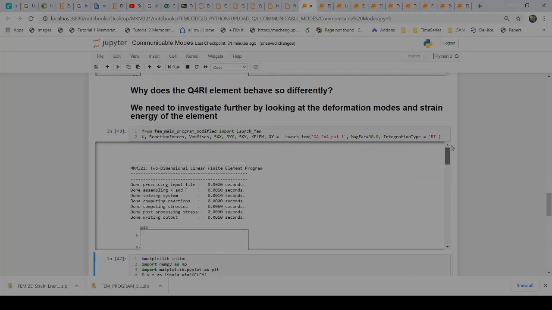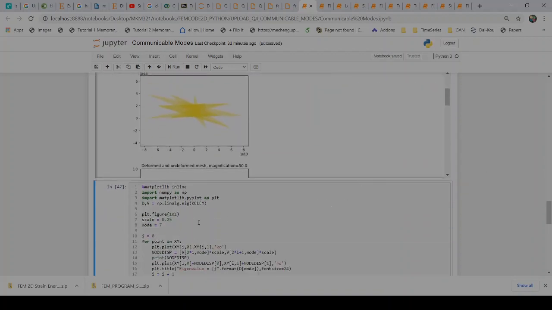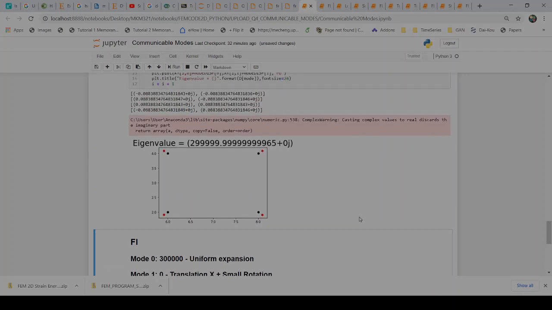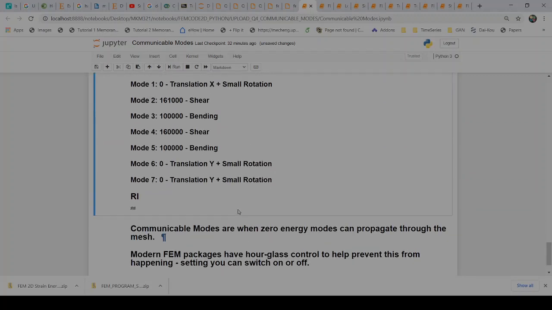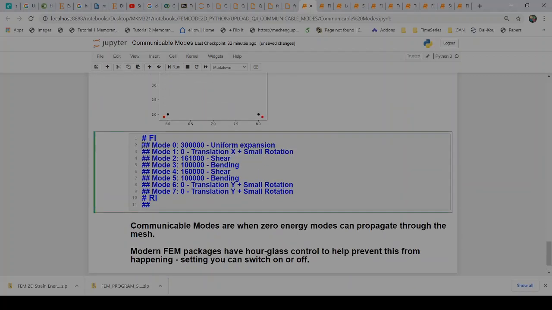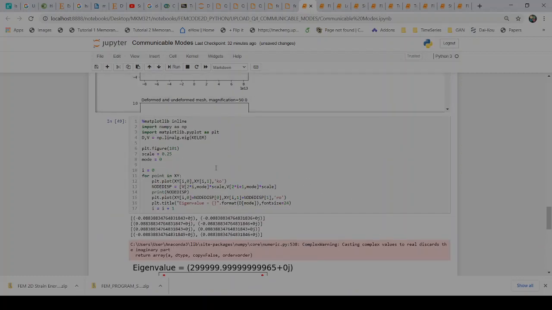So this is again these crazy kind of displacements. And now let's understand what's going on. Let's start with mode 0 and see what we learn here. Okay, so if I look at this eigenvalue, it's again 300,000, uniform expansion. It looks exactly the same as the mode that we had for the full integration. Nothing has changed there. Can you see that? Nothing has changed there.